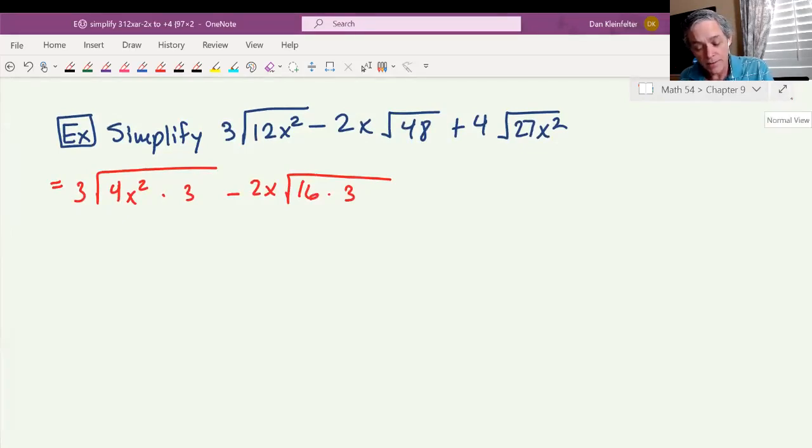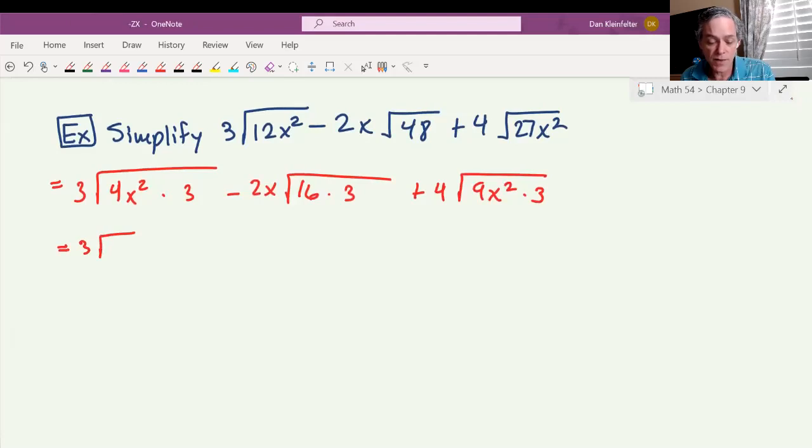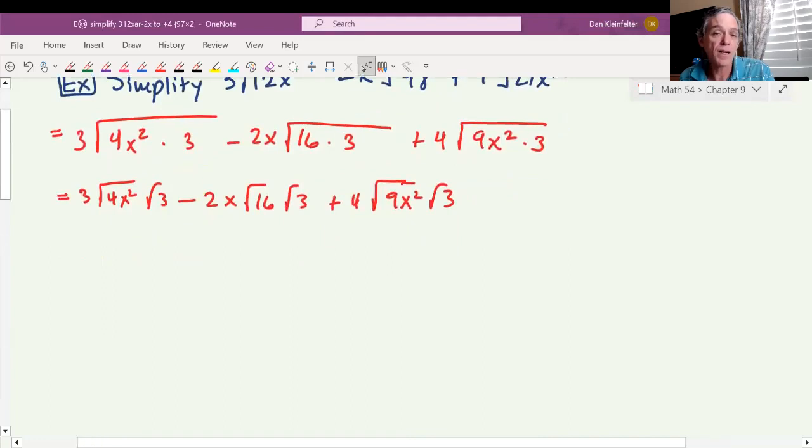And then in the back part, 27x squared will make that 9x squared times 3. So I can see there's that extra factor of 3 in all of those radicands, so that's kind of nice. So we have 3, the square root of 4x squared, square root 3, minus 2x, the square root of 16, square root 3, plus 4, square root of 9x squared, square root 3. Okay, 2 more steps and we're all done, I think.